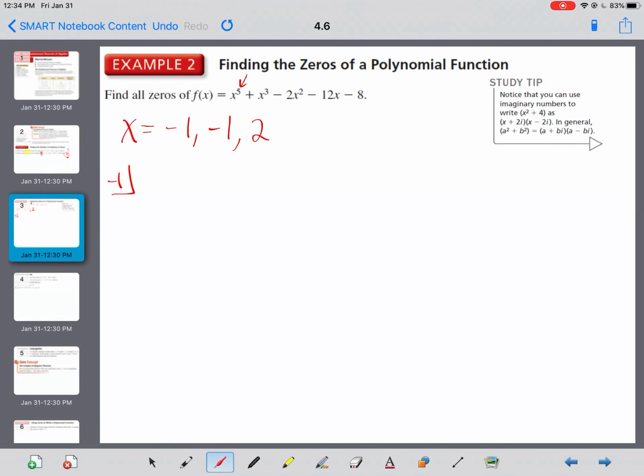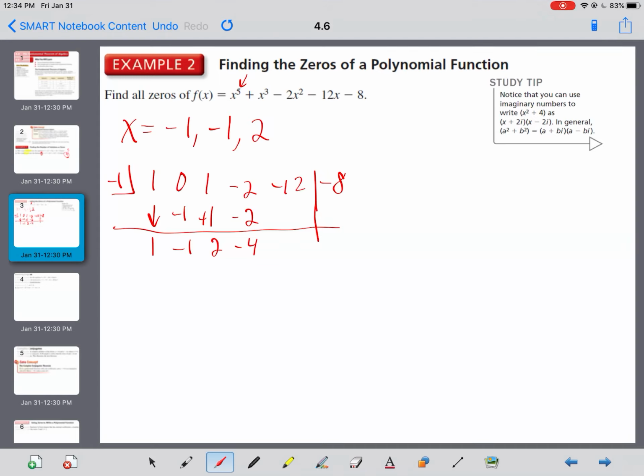Let's use -1 first. Let's see. 1, there's no x to the 4th, 1x to the 3rd, -2x squared, -12x, and -8. Drop the 1. -1 times 1 is -1. 0, -1, -1. Negative makes positive. 1 plus 1 is 2. -1 and -2 is -2. Negative makes -4. Negative and negative makes positive 4. That makes -8. That makes positive 8. That makes 0. We expect a 0 because it's on our graph.